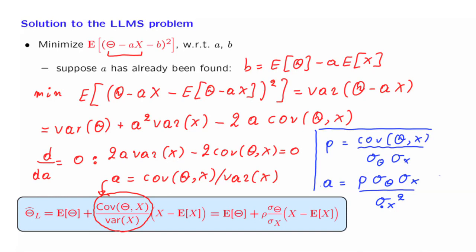Using this relation, we can now write the coefficient A as the covariance, which is rho times sigma theta sigma x, divided by the variance of x, which is sigma x squared. And after we cancel a factor of sigma x from the numerator and the denominator, we see that A is also equal to rho times sigma theta divided by sigma x, and this gives us this alternative form for the solution. What we will be doing next will be to interpret this solution and also to give a number of examples.